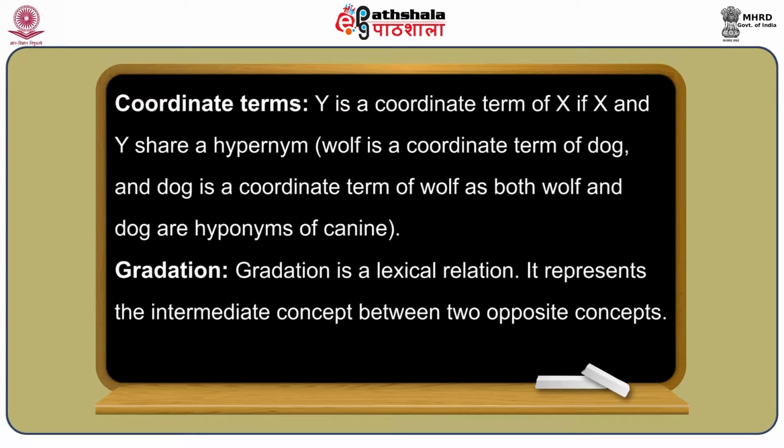Coordinate term. Y is a coordinate term of X if X and Y share a hypernym. Wolf is a coordinate term of dog, and dog is a coordinate term of wolf, as both wolf and dog are hyponyms of canine. Gradation. Gradation is a lexical relation. It represents the intermediate concept between two opposite concepts.